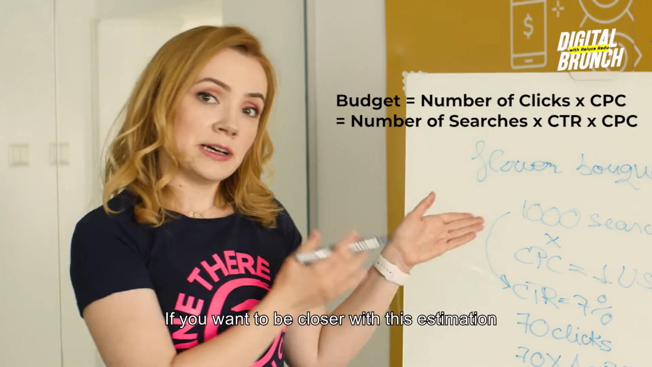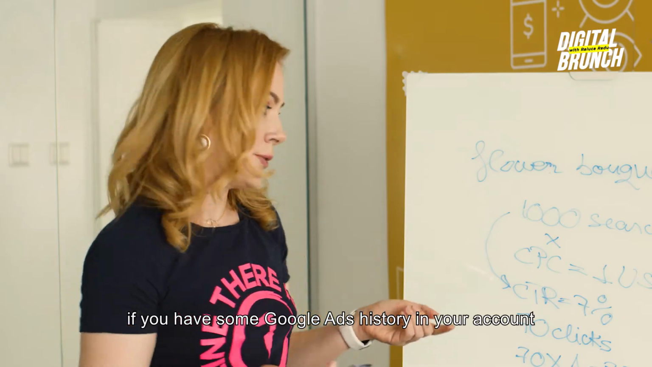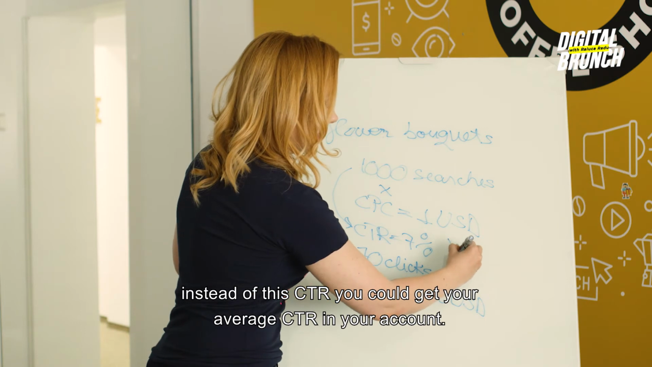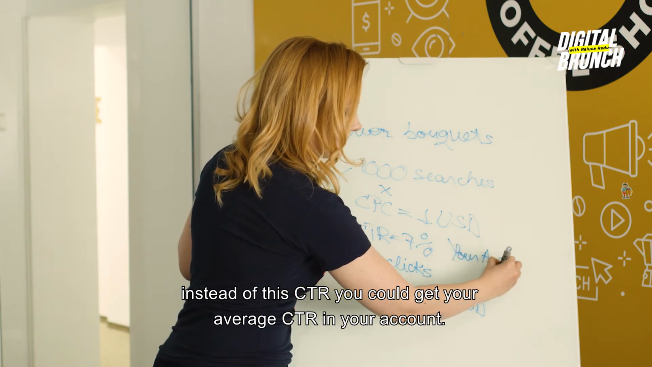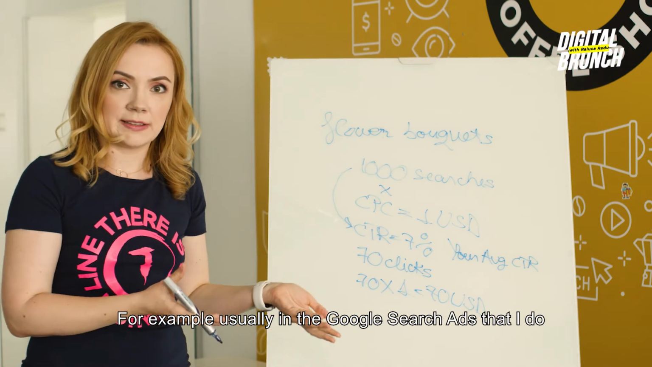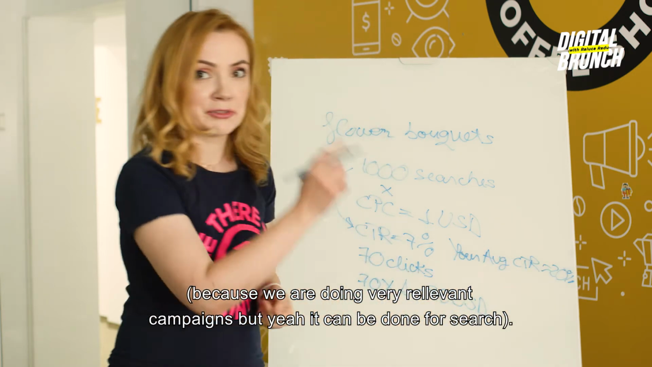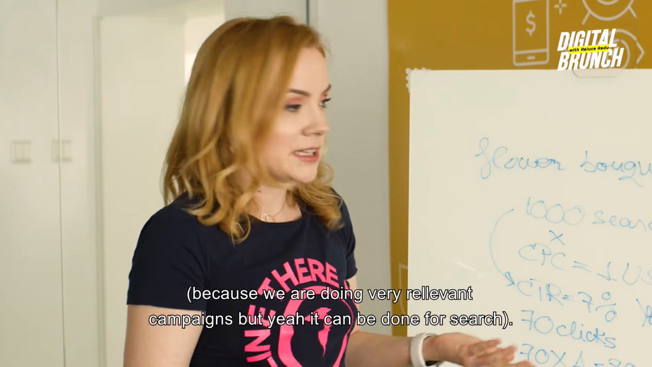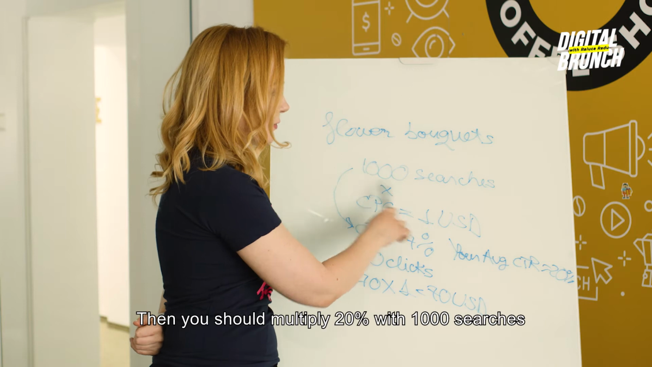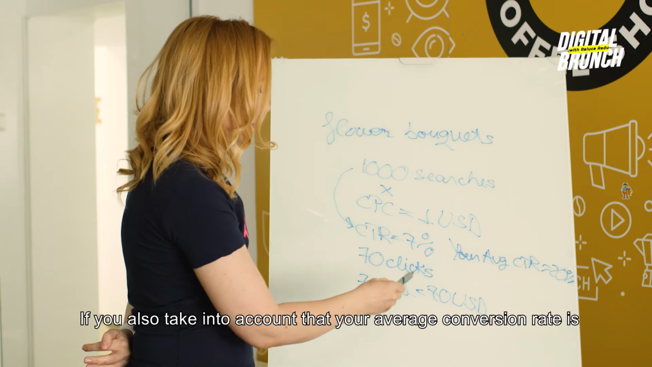If you want to be closer with the estimation, if you have some Google Ads history in your account, instead of this CTR, you could use your average CTR in your account. For example, usually in the search campaigns that I do, the CTR is somewhere around 20% because we are doing very relevant campaigns. Then you should multiply 20% with 1,000 searches and you will get 200 clicks per month.